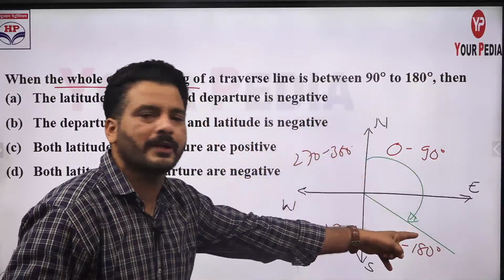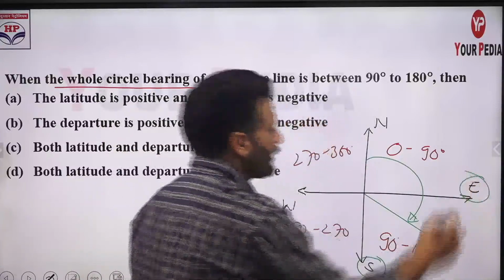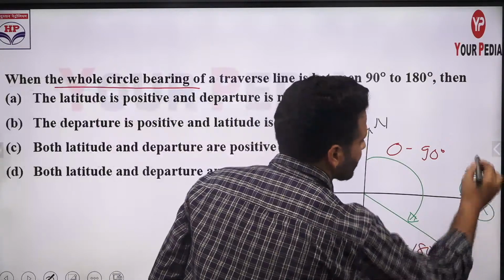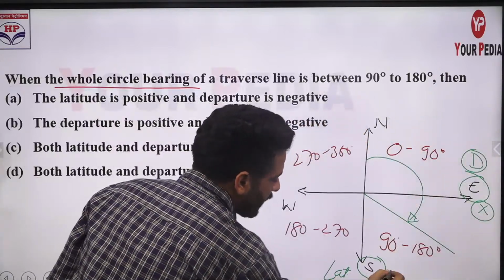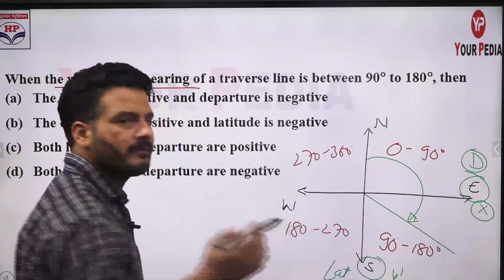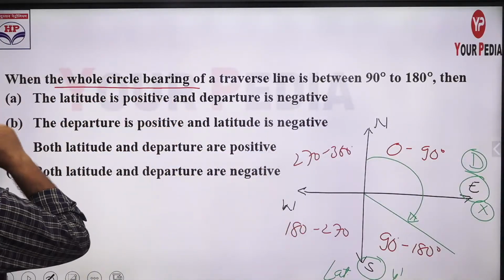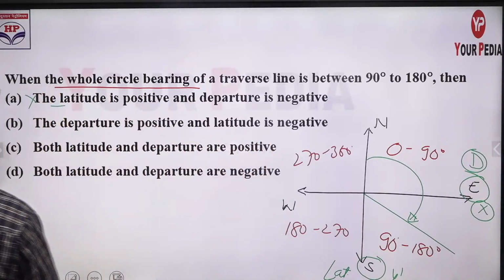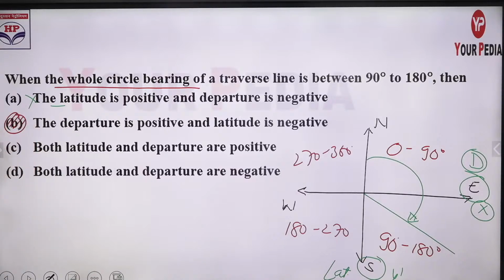Of course, this will be in this quadrant. So here the quadrant will be southeast. This is the positive x-axis. On the x-axis we have departure. On the y-axis we have latitude, and this is your negative y-axis, y prime. Latitude will be negative, departure will be positive. Yes, this is the answer. Option B is the answer.